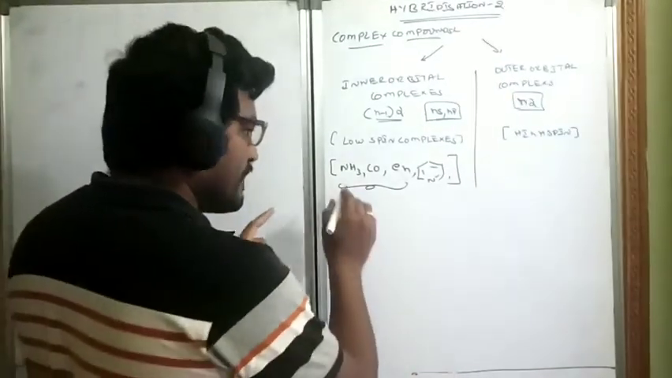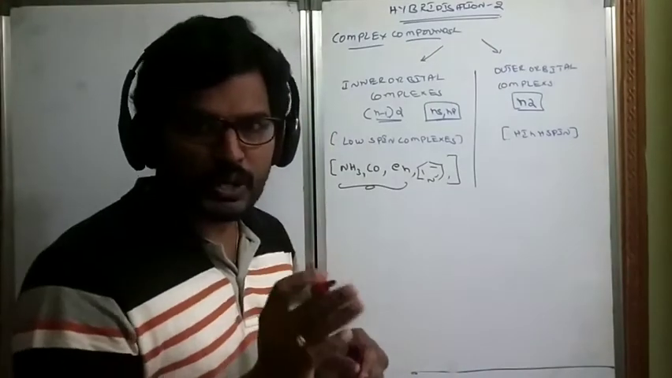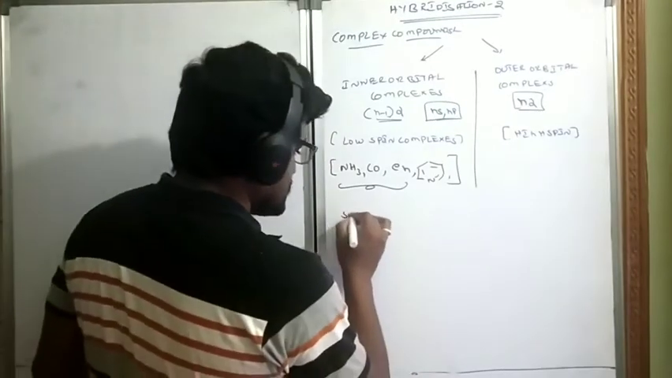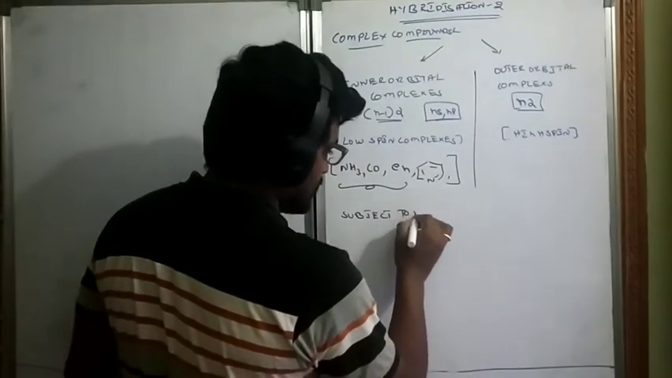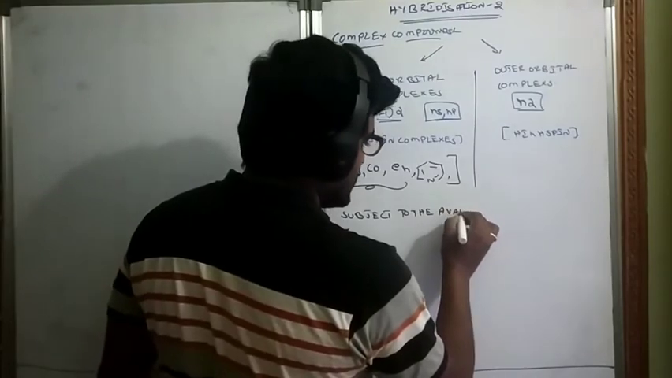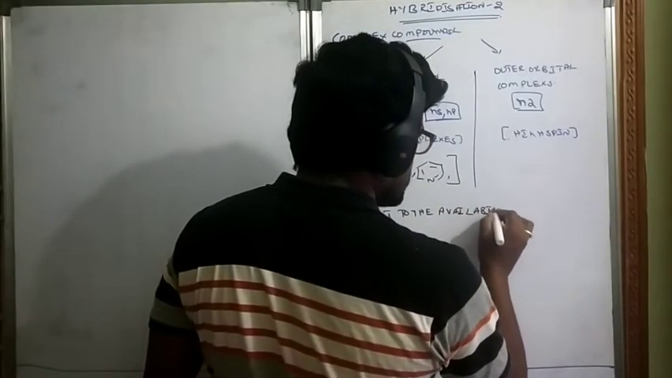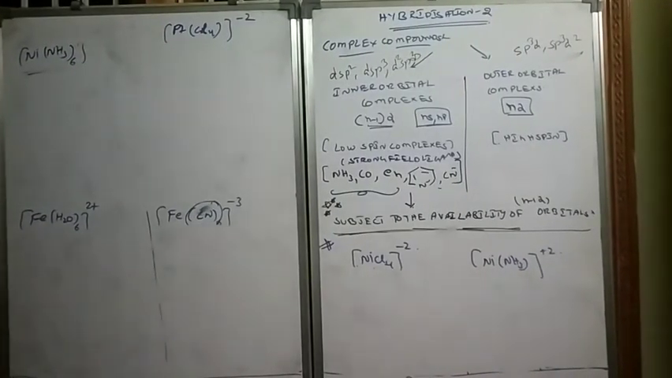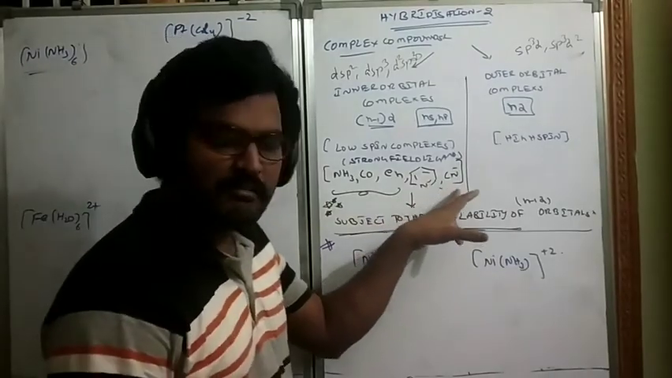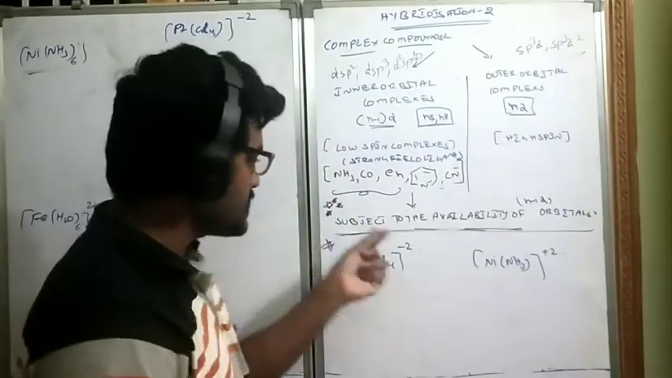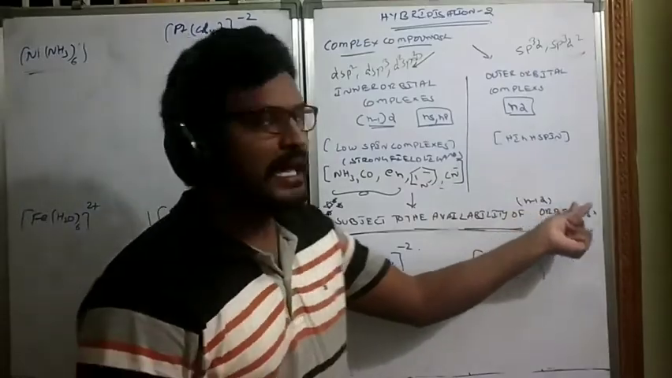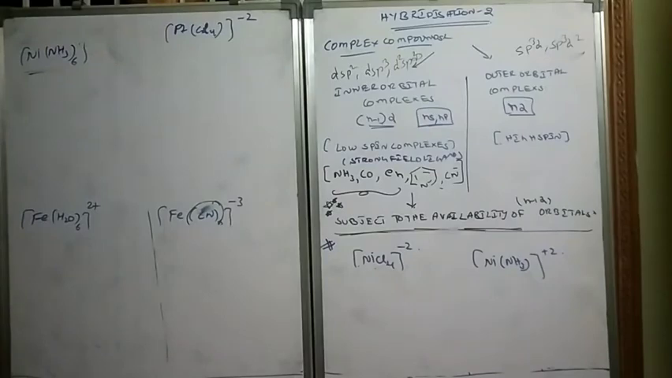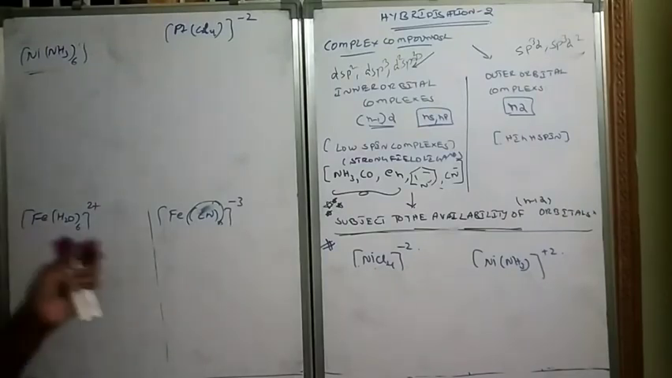See carefully. When they are present, there will be no doubt they will be forming the inner orbital complexes, but not mandatory. Subject to the availability. So see, always a strong field ligand will not guarantee inner orbital complexes. It is subject to the availability of (n-1)d orbitals. Let me explain how this availability of (n-1)d orbitals works.